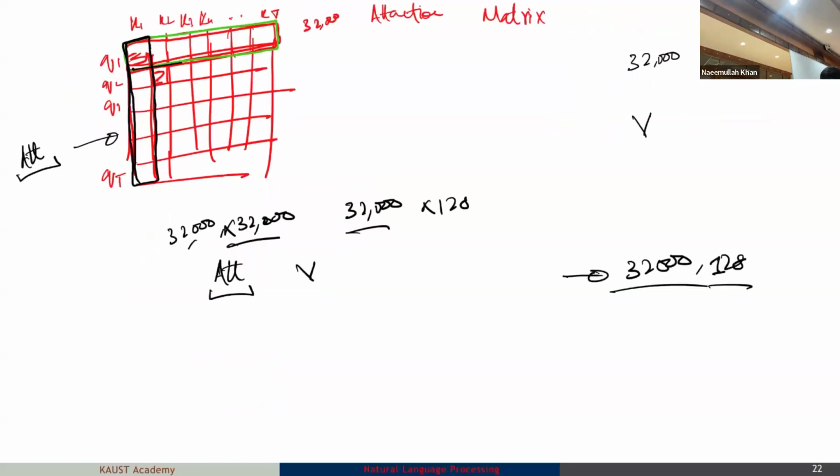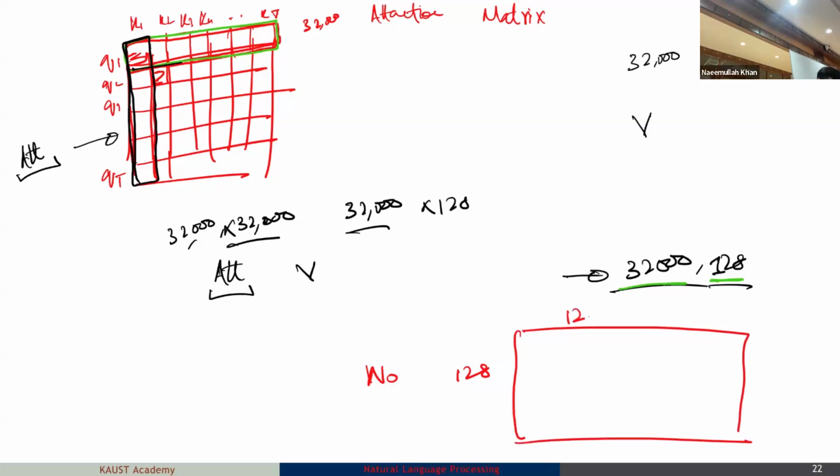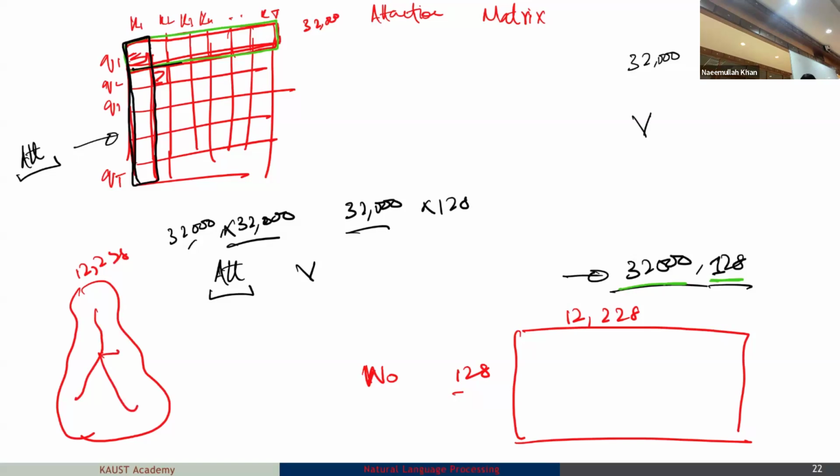I have, for each of my tokens, the change in this 128 dimensional space. Now I have to project this 128 dimensional change back into my original space. For that, I would need a W out matrix, which would have 128 rows and 12,228 columns. Essentially, this W out matrix tells me, in my 12,228 dimensional space, which is this low dimensional space that I want to make changes in.